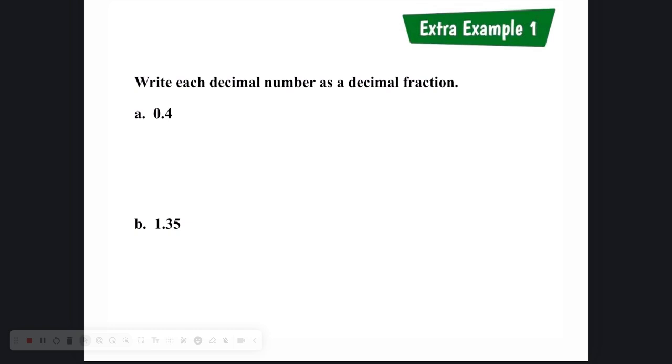Extra example 1. You'll try this problem by yourself. Write each decimal number as a decimal fraction. A. 0.4. B. 1.35. Pause the video and try this problem on your own. When finished, unpause the video to see if you were able to successfully solve the problem. The answer to problem A is 4/10. The answer to problem B is 135/100ths.